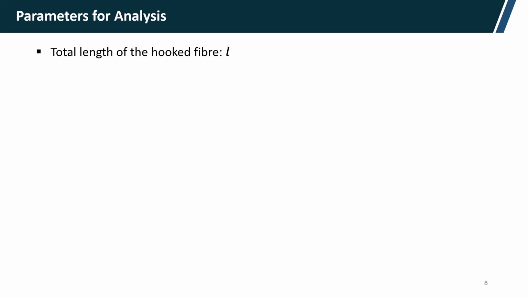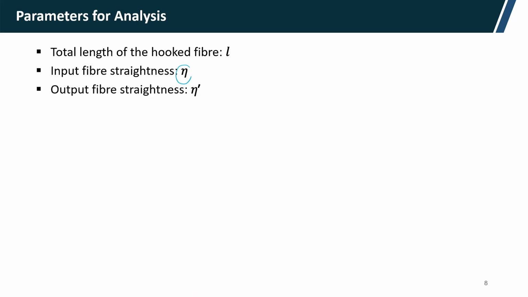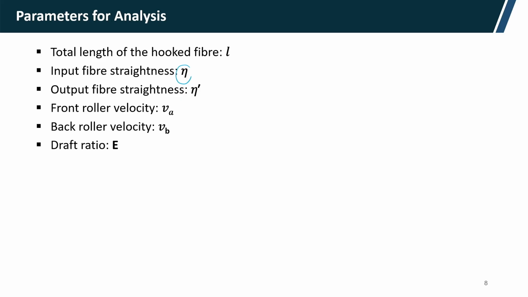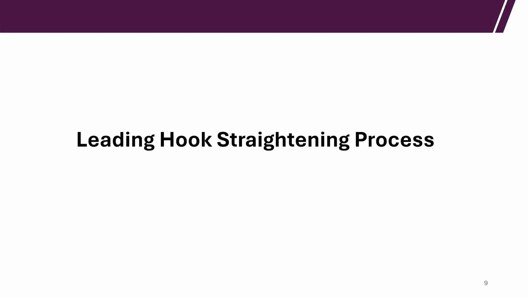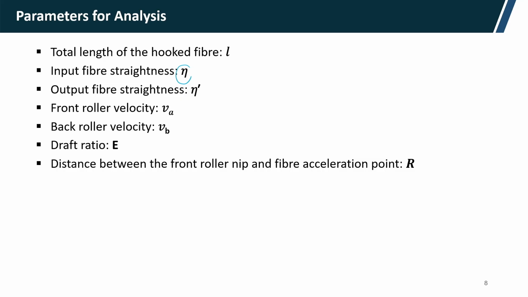So, the parameters which we will be using for analysis here: the total length of hooked fiber is L, input fiber straightness is eta, and output fiber straightness, front roller velocity is V A, back roller velocity V B, draft ratio E, distance between the front roller nip and fiber characteristics R, capital R. Based on these assumptions, now we will start discussing the hook removal.